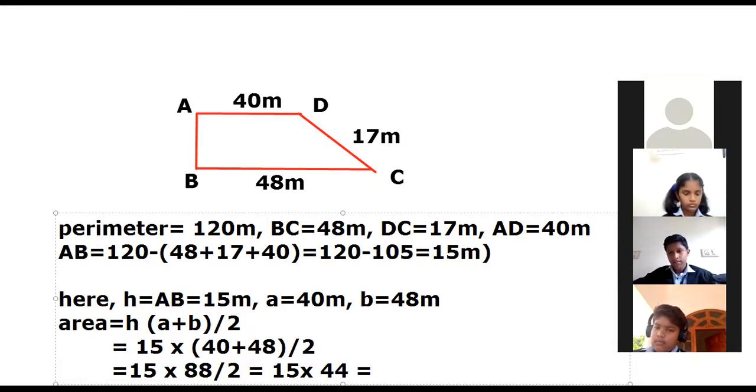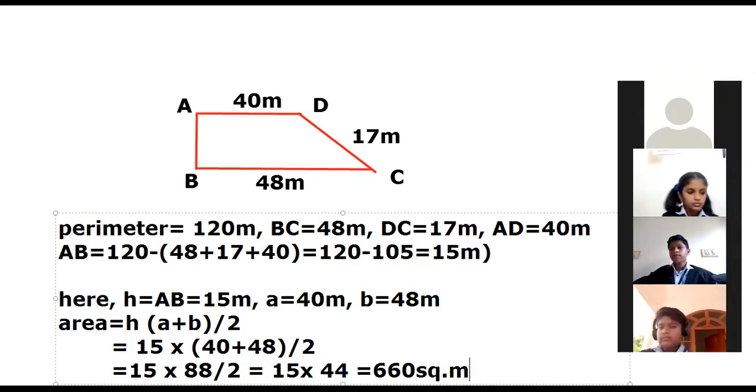So let me multiply it. 440 plus 220, that is 660. Did you get it? 660 meter square. The area of the trapezium is 660 square meter. Clear? Understood?